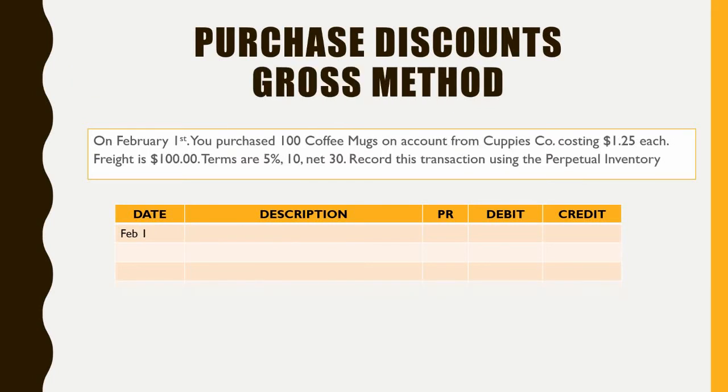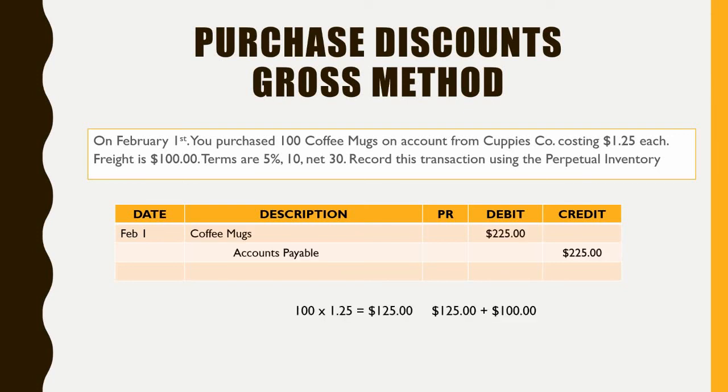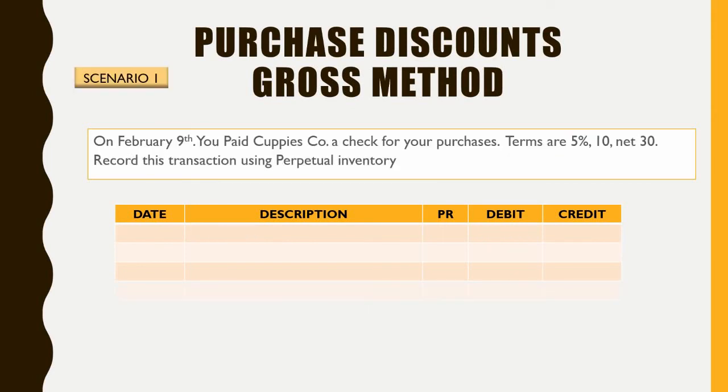Gross method, right? We're going to do this where we're recording it at original cost. So in this case, we already know 125 plus 100 is 225. And then it's only on the day when we wait till February 9 to make a payment that we can go ahead and discount our coffee mugs. And again, everything's going to come directly out of my inventory items.